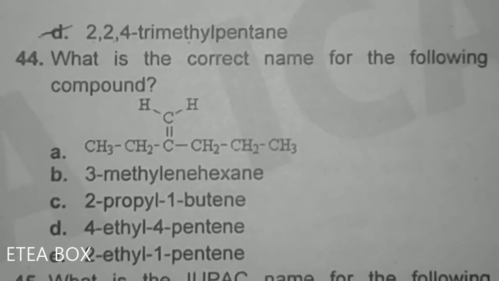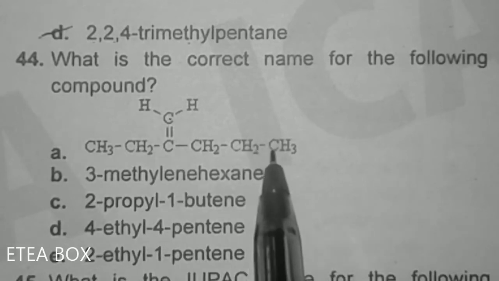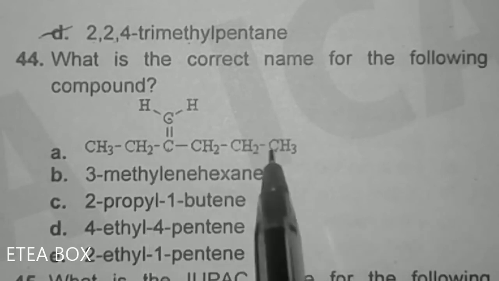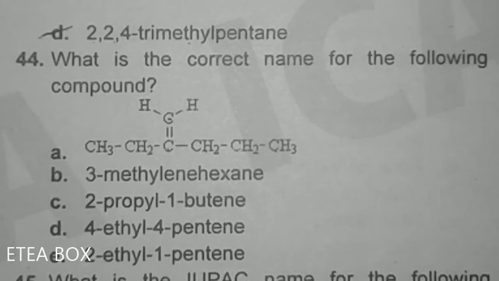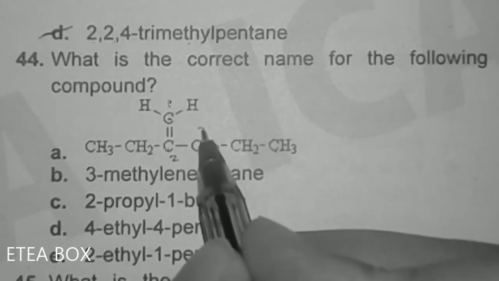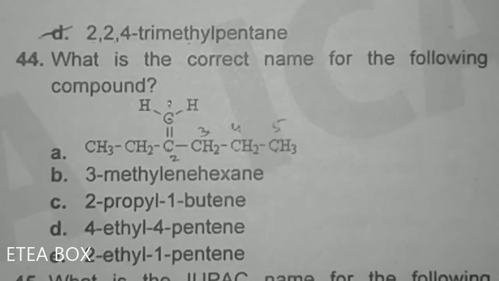Now look here, select the longest continuous chain which contains the double bond. Look, 1, 2, 3, 4, 1, 2, 3, 4, 5. So you have to select this one chain. Now start the numbering where the double bond is present. Now you have to start from here, 1, 2, 3, 4 and 5. So it means it will give pentane as the parent name.